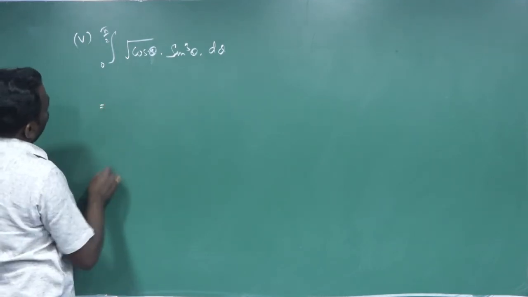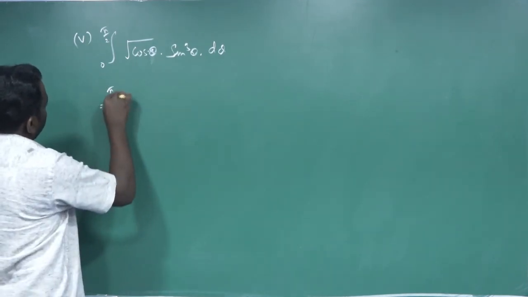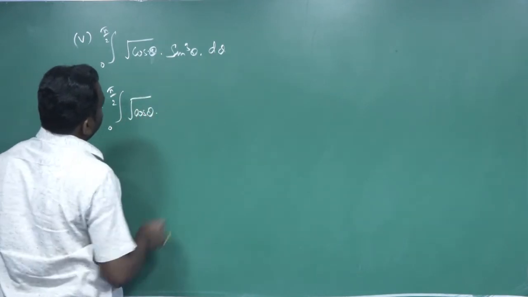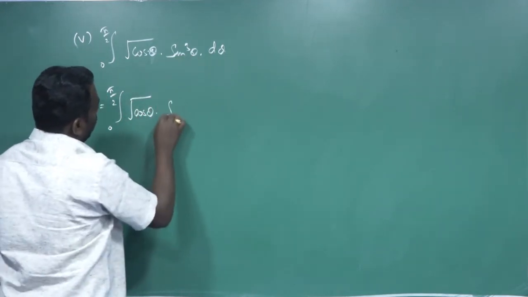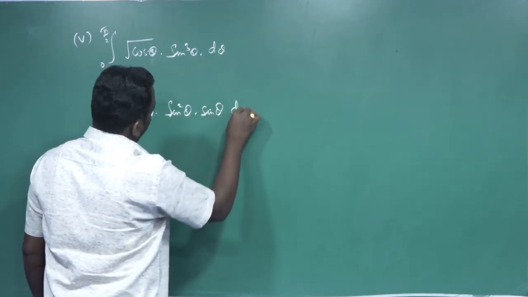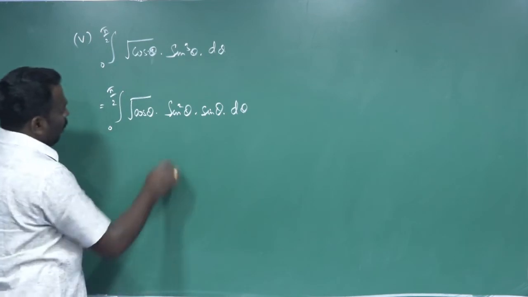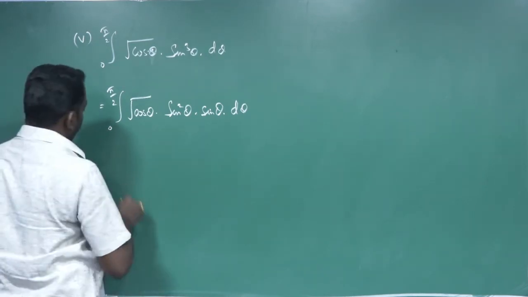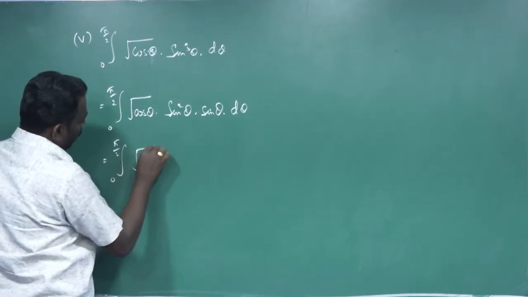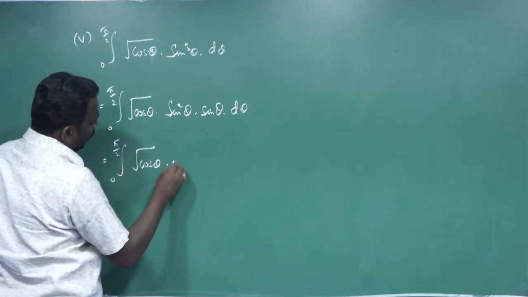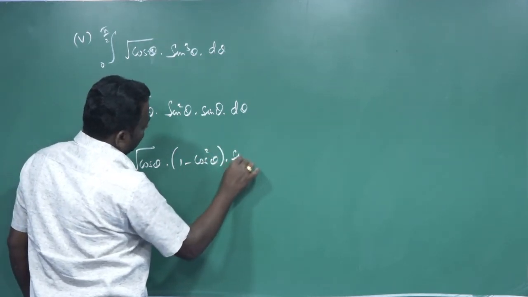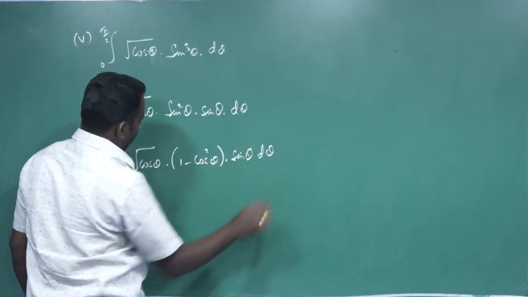Now that is equal to integration 0 to pi by 2 of square root of cos theta, keep as it is. Sin cube theta we can write as sin square theta into sin theta into d theta. Now sin square we can write as 1 minus cos square, that is equal to integral 0 to pi by 2 of square root of cos theta into 1 minus cos square theta into sin theta into d theta.